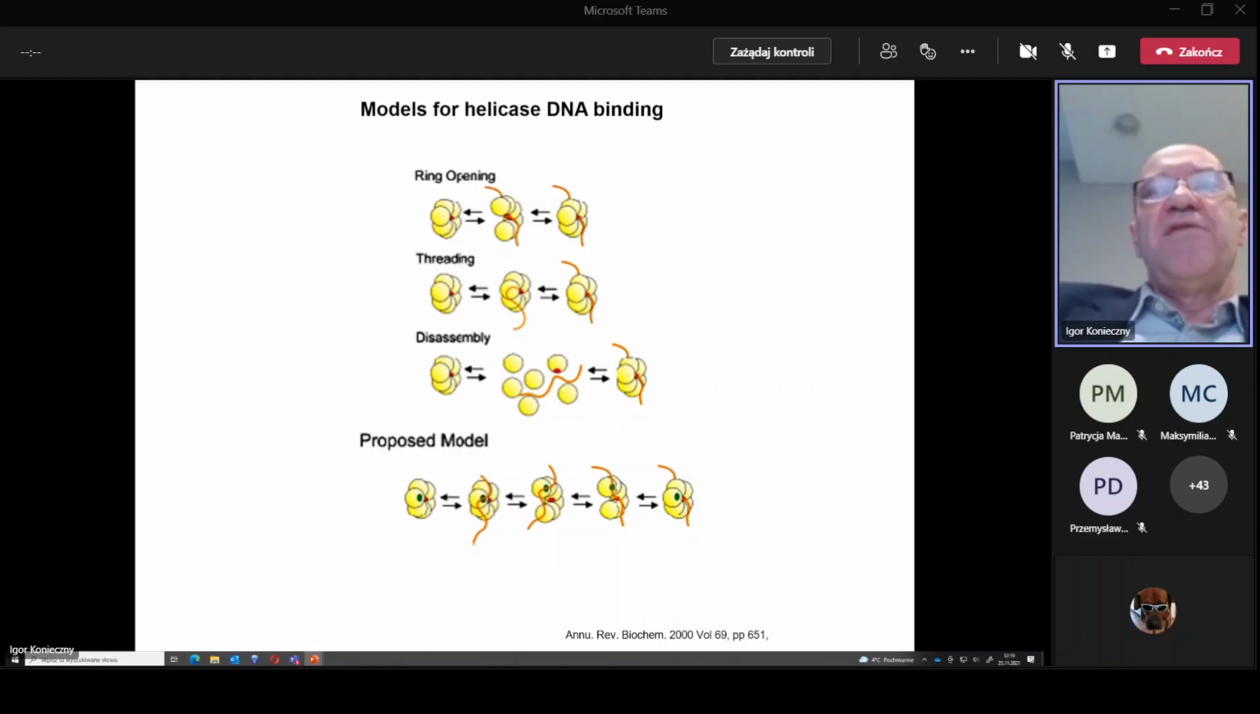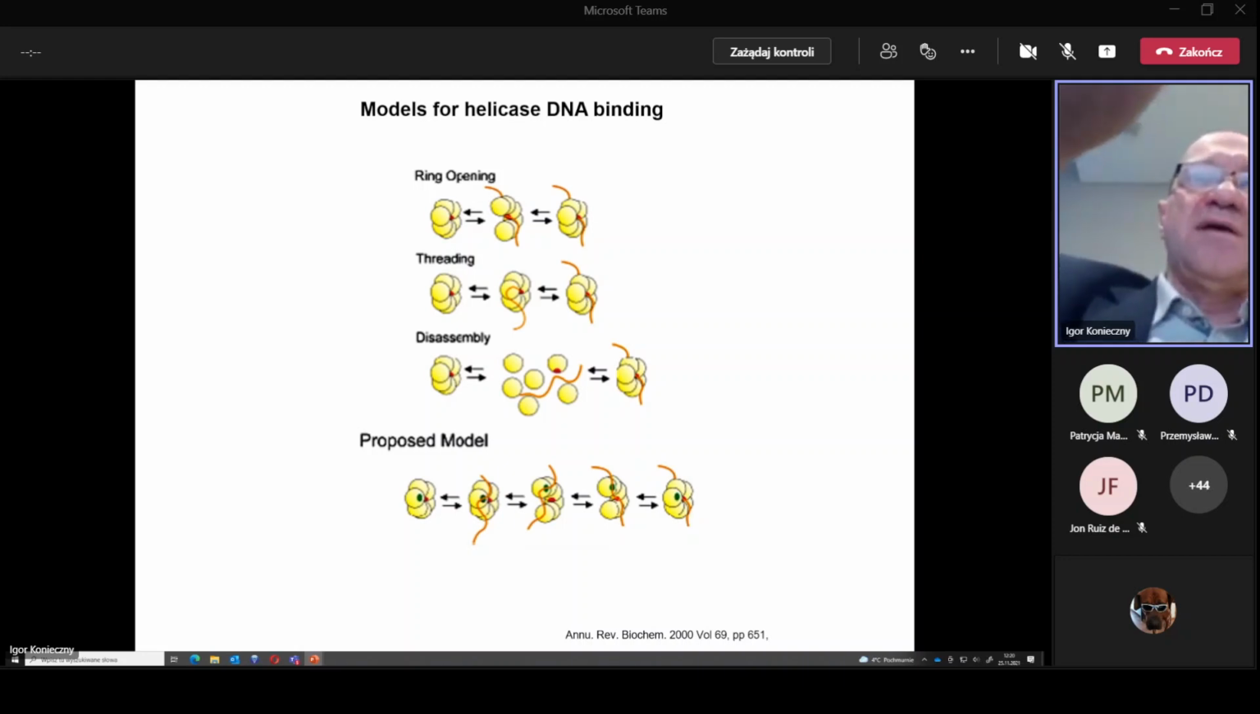And the first issue which bothered scientists for years was, okay, we have heptameric, hexameric, or dodecameric rings. So how is it possible that the DNA is attached and how does it enter this internal channel, which is inside this multimeric structure? So there were a few concepts, and we will discuss this briefly.